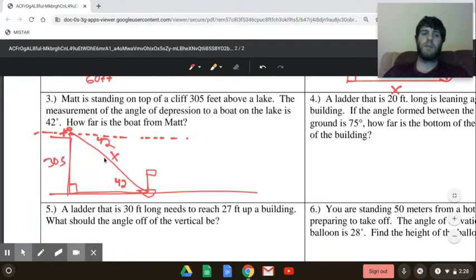And now we want to find this hypotenuse here, because now we're looking for how far the boat is from Matt. So in number two, we were finding how far from the cliff the boat was, so that X was down here. Now we're finding how far from Matt the boat is. So that's the diagonal, not the horizontal. That's going to be X.